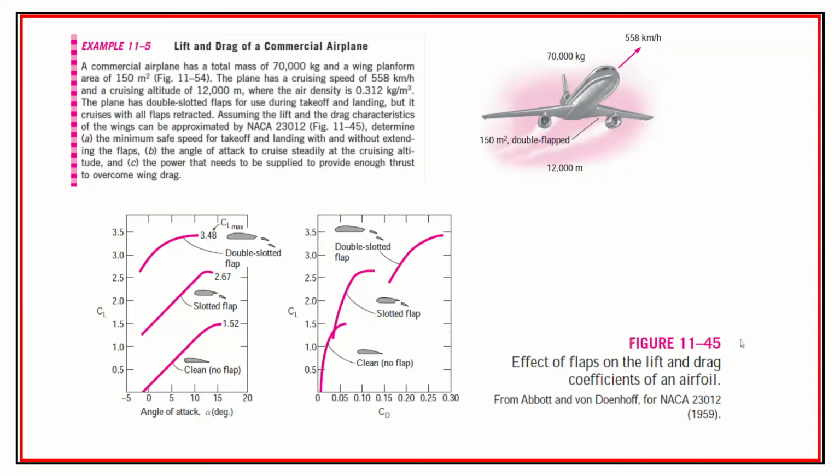Assuming that the lift and the drag characteristics of the wings can be approximated by this wing profile that we're seeing right here, determine the minimum safe speed for takeoff and landing with and without extending the flaps, the angle of attack to cruise steadily at the cruising altitude, and the power that's needed to be supplied to provide enough thrust to overcome wing drag. Okay, so we have a lot of things going on here.